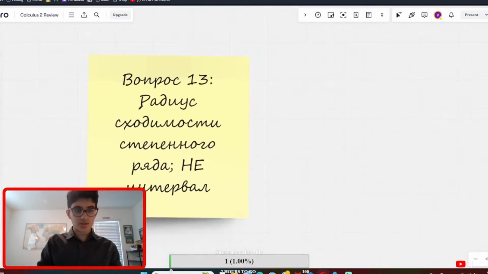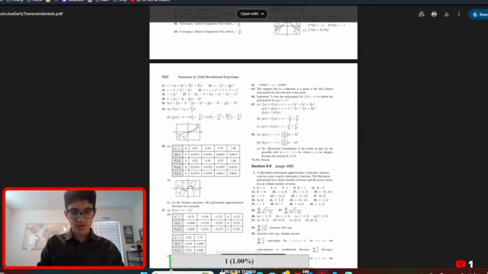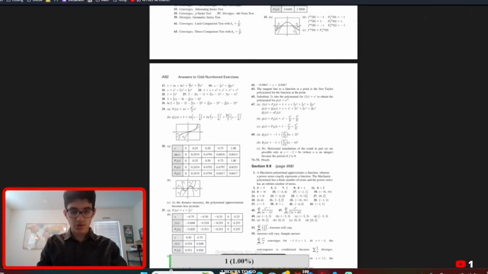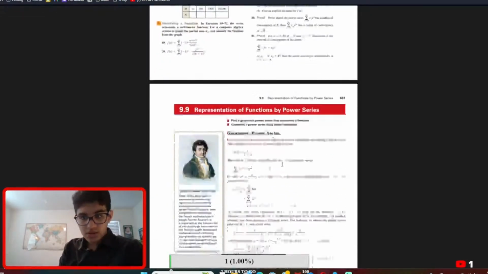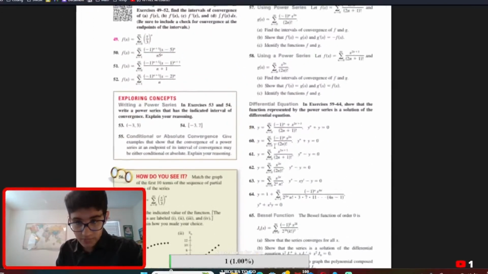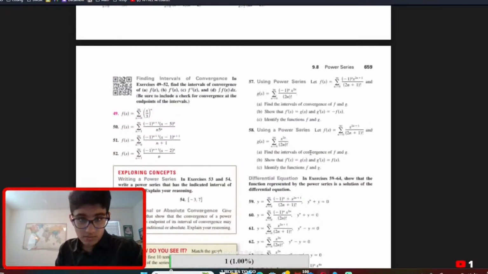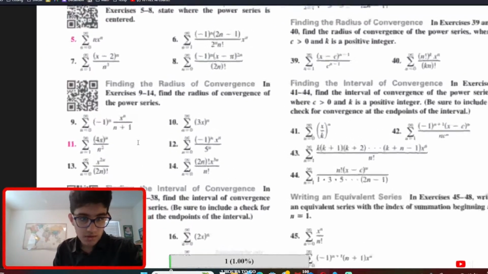Radius of convergence, not the interval of convergence. It was 668 that we were on, so I'll go over to 678. Radius of convergence is a very easy one here. That's the one thing that I really remember how to do. But they're not really giving questions about that. Okay, here they are. Radius of convergence.